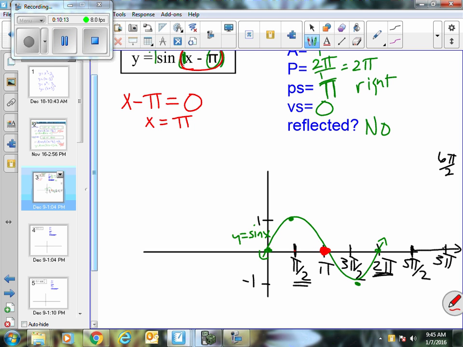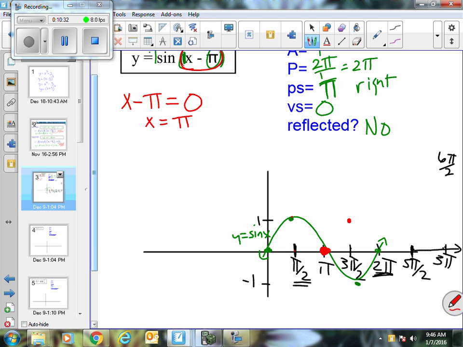Now some people then just follow the pattern. So where does it go after the middle? It would go up to its maximum. So you can just follow the pattern. Or you can think of it as I'm taking this next point that was at pi over 2, 1 and moving it over 2 intervals or pi units to the right as well. However you think of it, it's going to have the same effect.